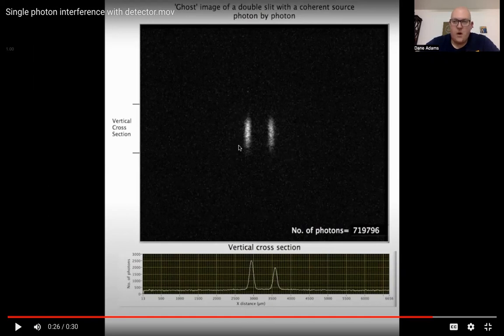This is very clearly not an interference pattern. This is two bright bands. This is what we expected to see way back with Thomas Young's experiment, before we really thought light could interfere.